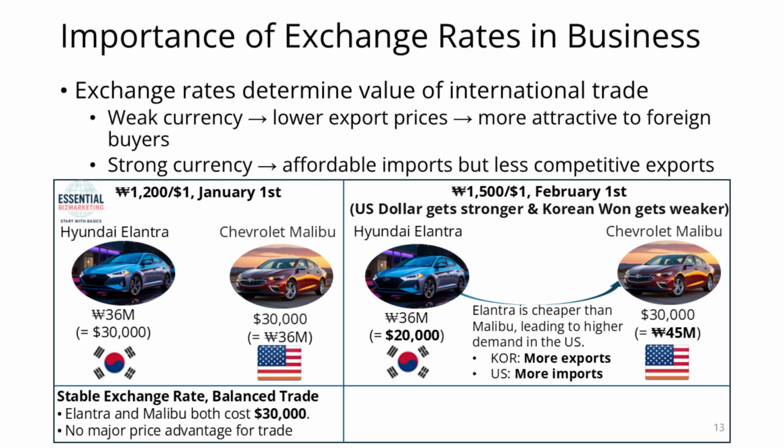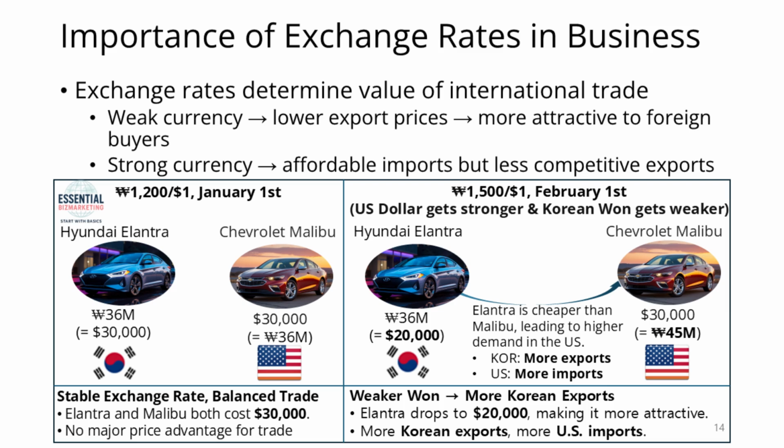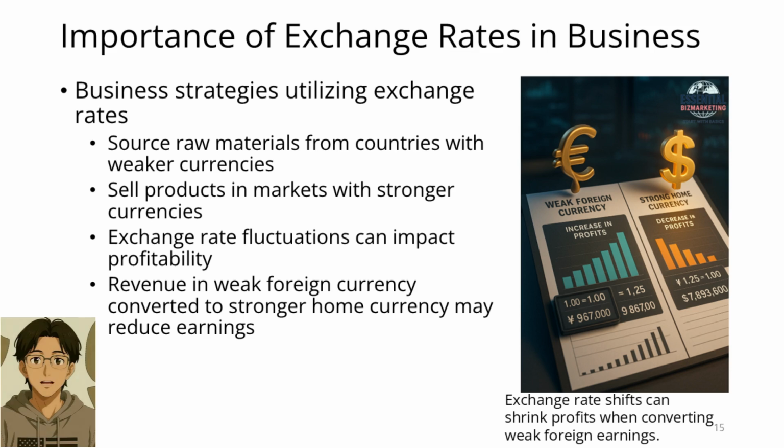At 1,501 per $1, the Elantra is now $10,000 cheaper than the Malibu. This price gap drives US consumers to favor Korean cars, increasing Korean exports and American imports. Let's reinforce the trade effects of a weaker won. The Elantra, now priced at $20,000, gains strong appeal over the $30,000 Malibu. As a result, Korean exports rise while the US imports more, confirming that a weaker won boosts Korea's global trade position. Now let's look at how firms use exchange rates strategically.